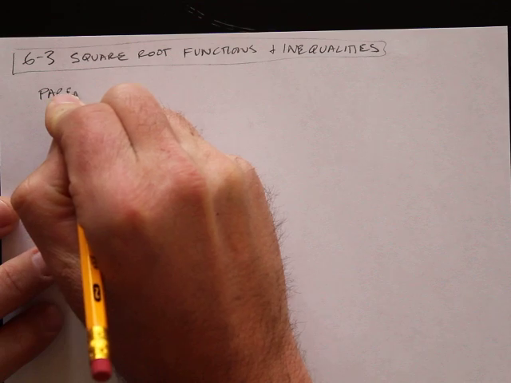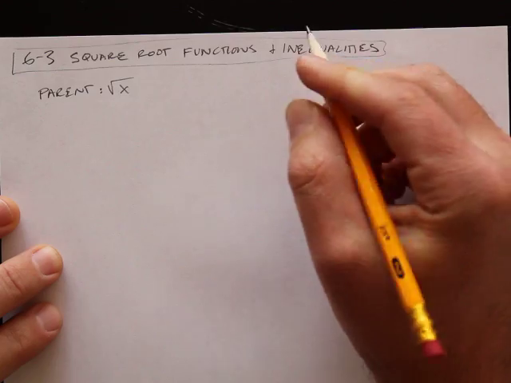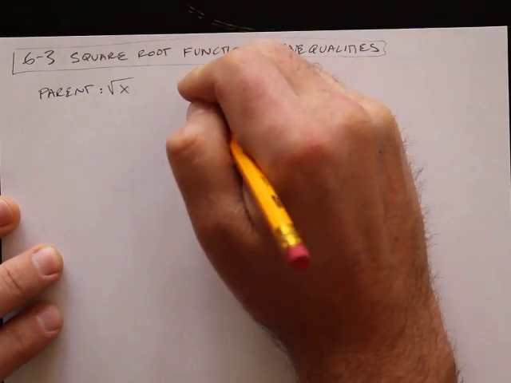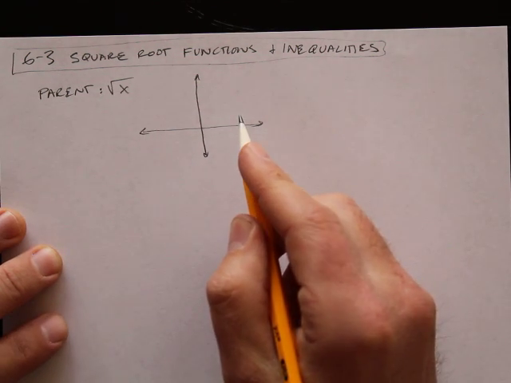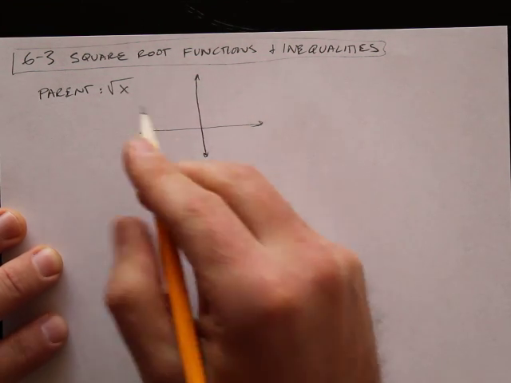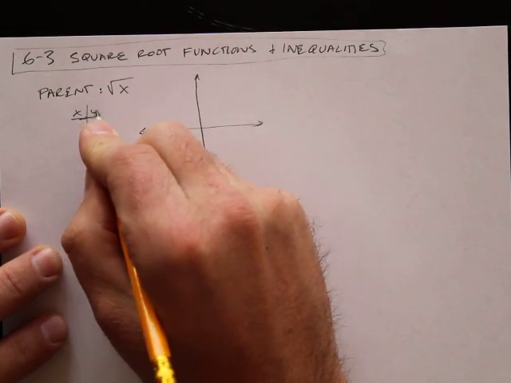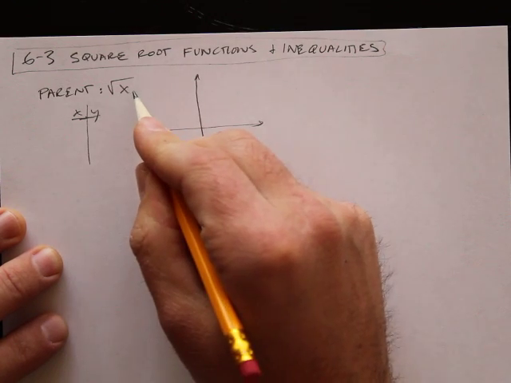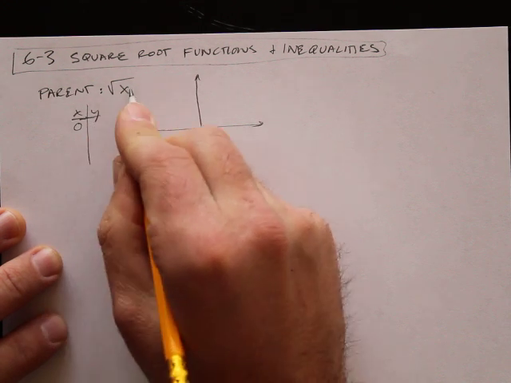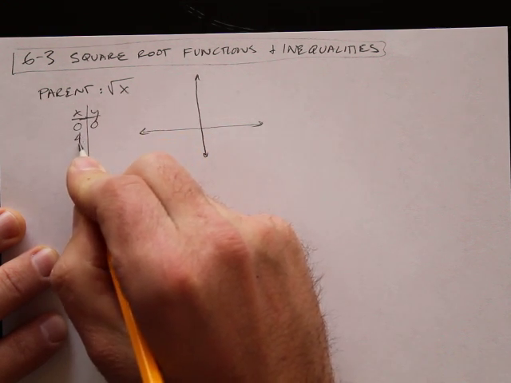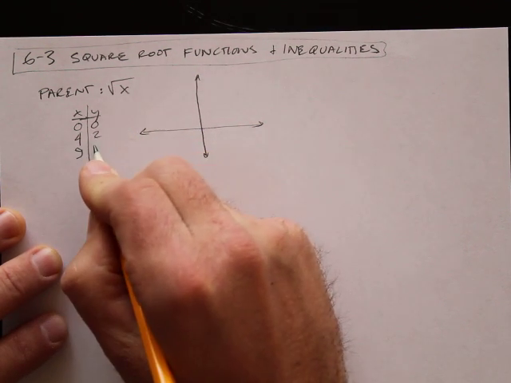So let's look at what the parent graph of square root of x looks like. Let's just do a little t-table real quick. I get to choose whatever values I want in here, so I'm going to choose easy ones. When I plug in 0, I get 0. I plug in 4, the square root of 4 is 2. How about 9? Plug in 9, the square root of 9 is 3.